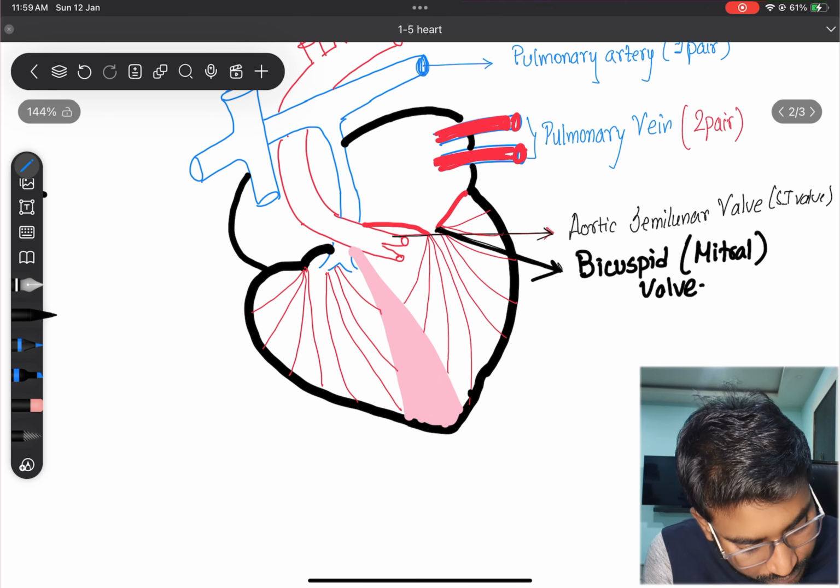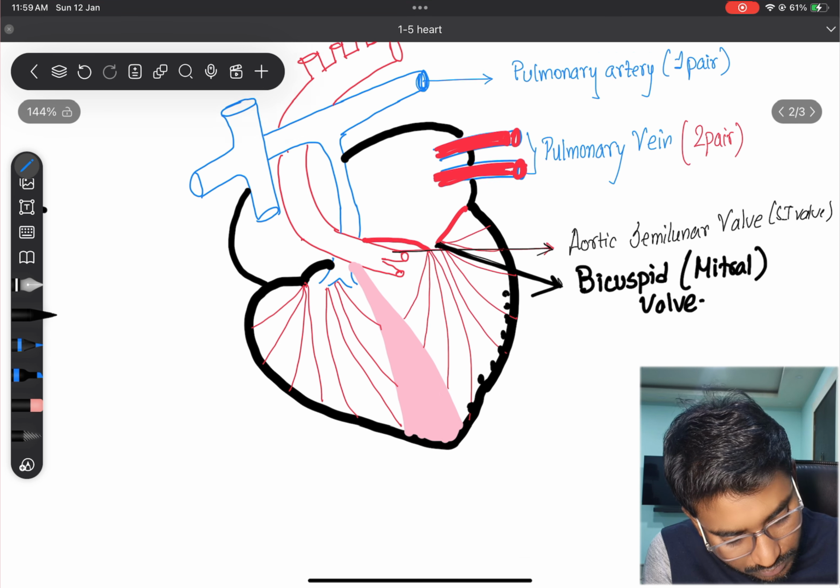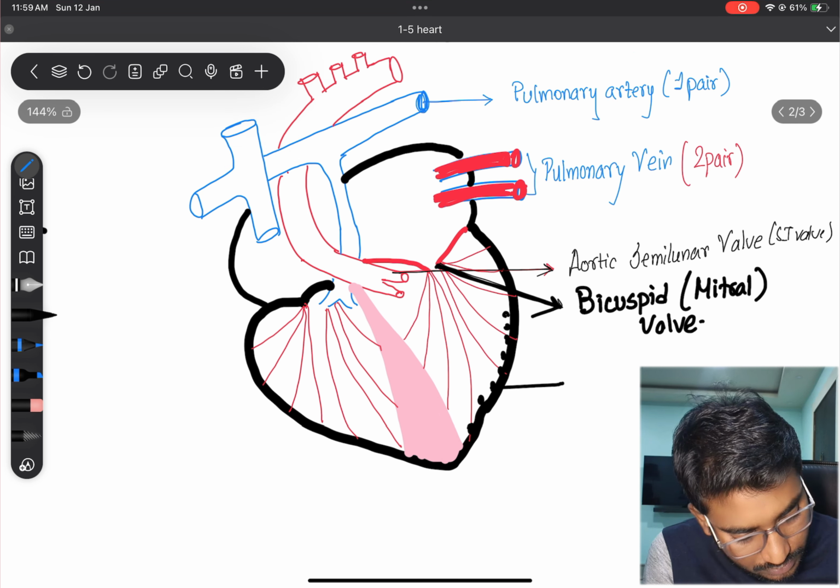Now these are the papillary muscles. These are the papillary muscles present in the ventricular walls. Atrial walls don't have any papillary muscle. So I am writing: present only in ventricle wall.